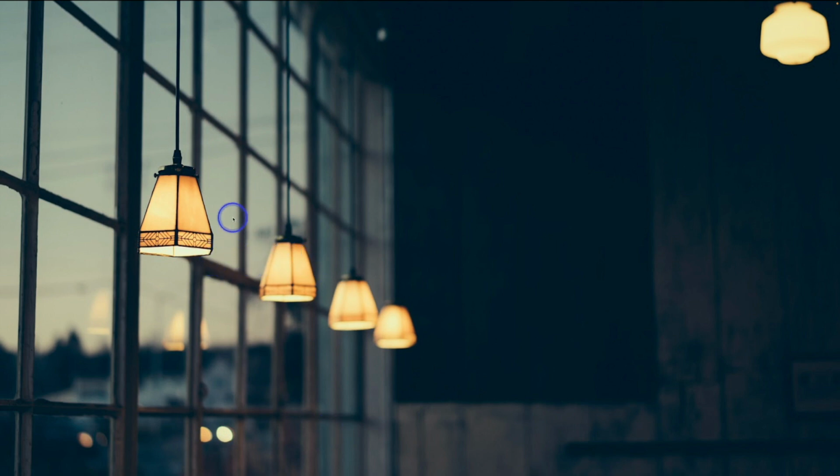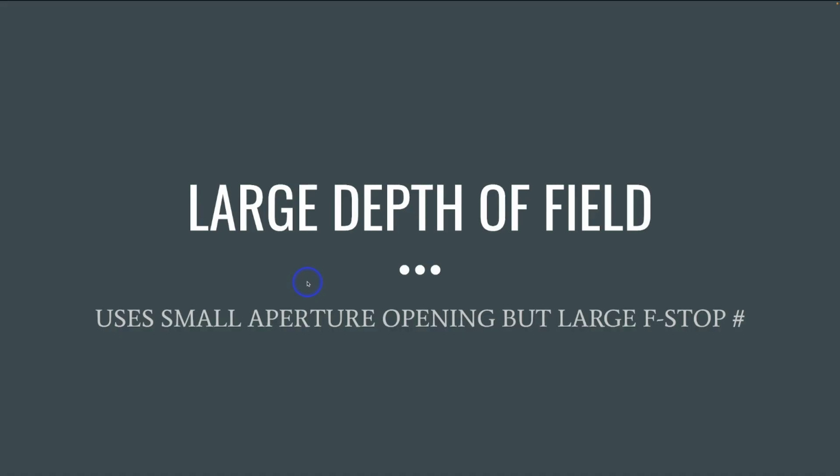So in this case, once again, we would have used a small f-stop, meaning a small number. It's letting a lot of light in, but it's only going to give us a shallow depth of field because this is in focus and this one isn't in focus. So let's take a look at large depth of field. What is large depth of field? A large depth of field uses a small aperture opening, but a large f-stop number. Remember, it's the opposite of logic there.